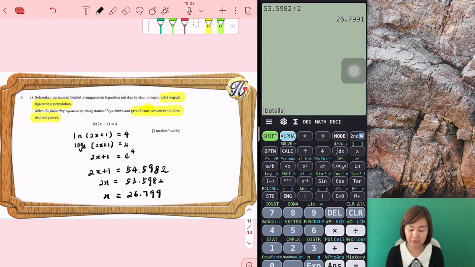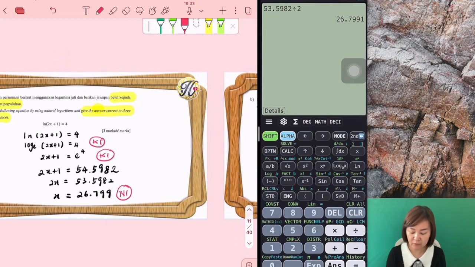So that's the answer. How are you going to get the marks for this? This question is 3 marks. When you know how to change to base e, you get 1 mark. Then, when you use the law of logarithms, another 1 mark. Then the answer, lastly 1 mark. So this is for part A, which is the natural logs.